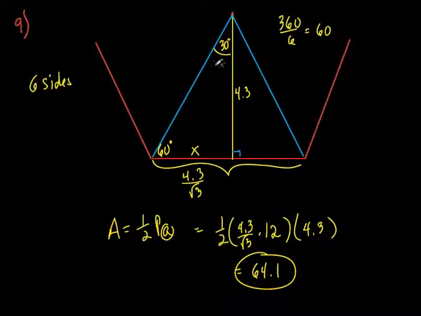Now, you may have used a trig function here, okay? And your decimal might have been just off a little bit. I'm not really sure. It just depends on how many places you rounded it and all that kind of stuff when you used your trig function. But it should be very, very close to 64.1, right? That should work.